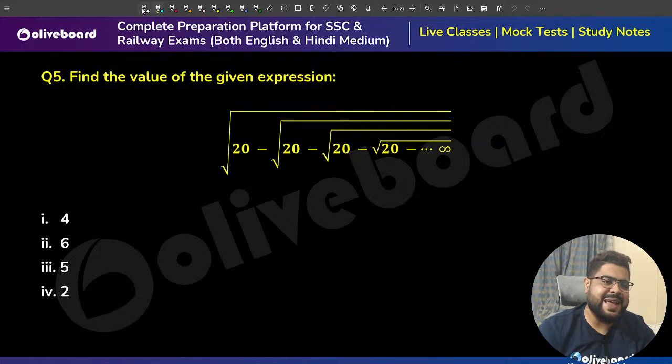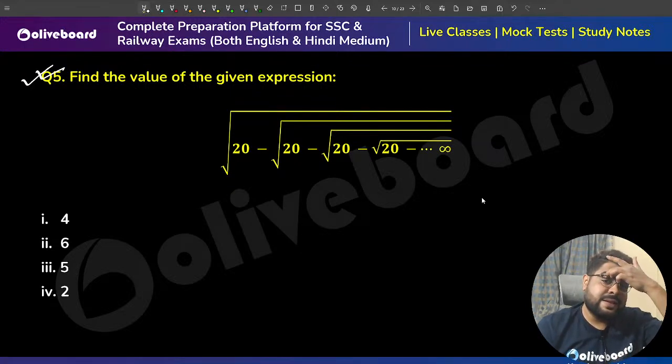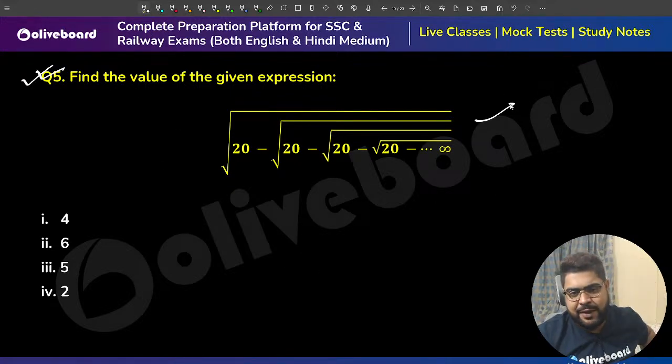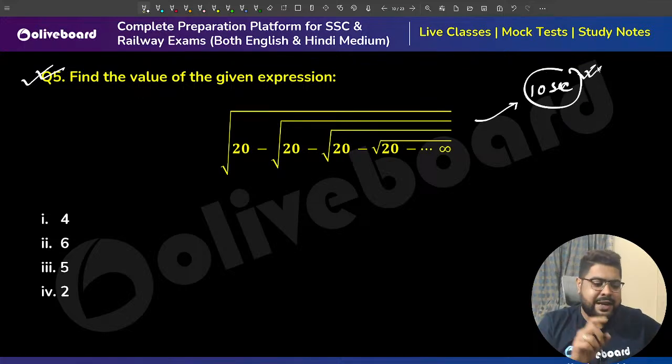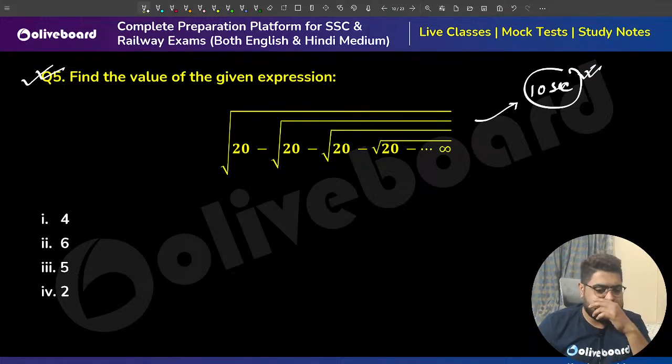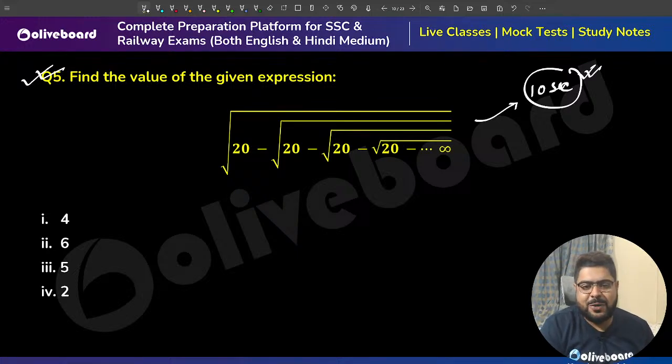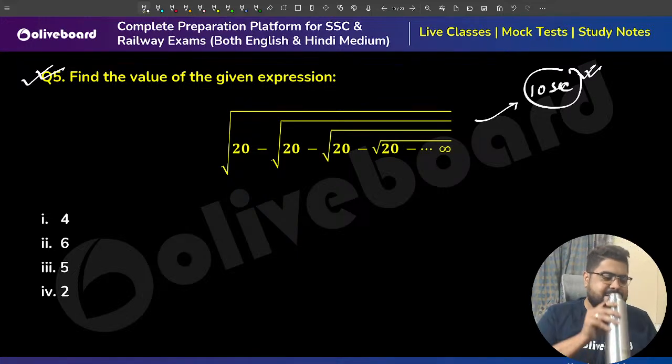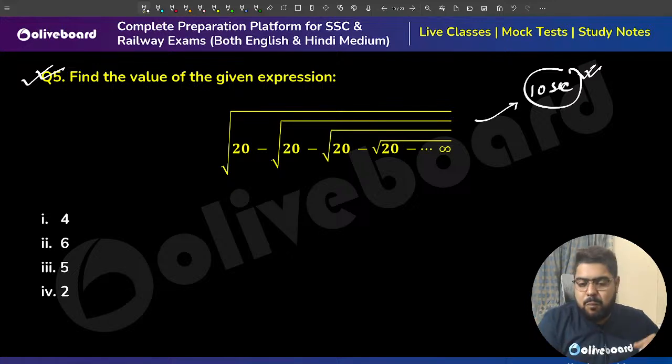Next one, sir. This one. If anyone here takes more than 10 seconds to solve the question, then you still need some preparation. You should not take more than 10 seconds to solve this question, sir. Everybody, quickly. Tell me the answer. Please tell me the answer. Very quickly tell me the answer.